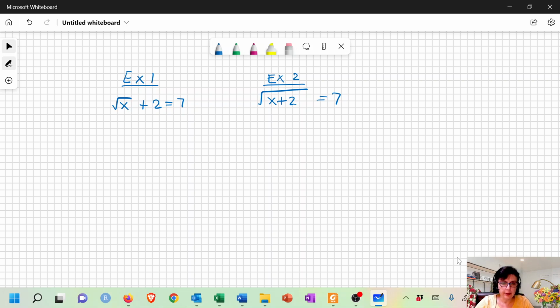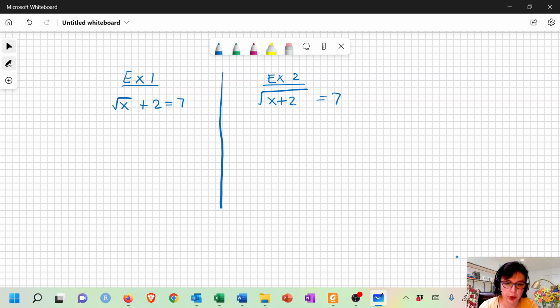Okay guys, in this video we are going to start talking about solving equations with radicals. And right now you can see that I'm trying to solve these two equations and they look almost the same, except the plus 2 that you see on the left hand side is not under the root in the first example, but is under the root in the second example. So let's take a look at the difference between the two.